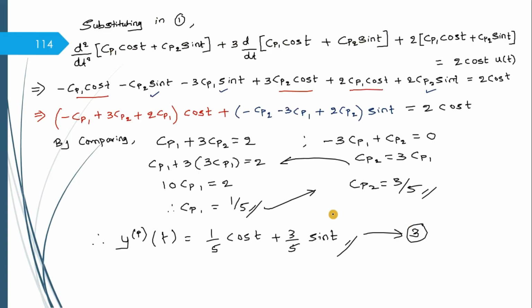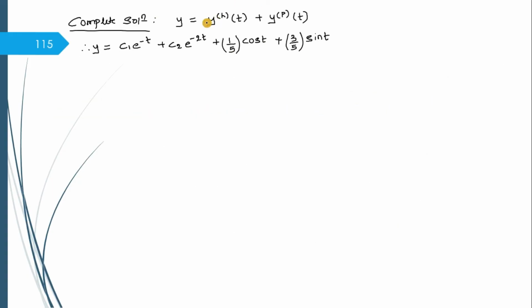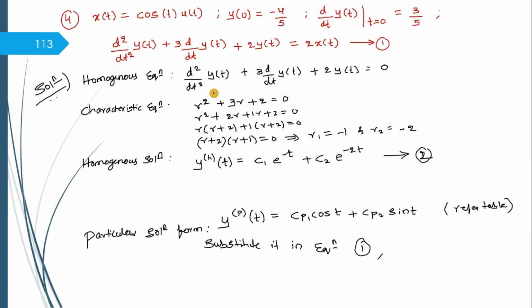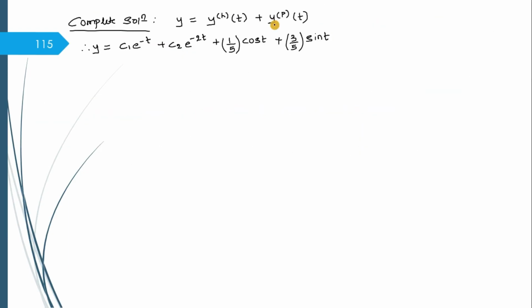Now we shall go with the complete solution. The complete solution is the sum of the homogeneous solution and the particular solution. So I'm writing here the homogeneous solution, and this is the particular solution, which I have already written. Now for this, we need to supply the initial conditions if they are given. Let us check if they are given. So they are given. Substitute the given conditions. Y of 0 is equal to minus 4 by 5.